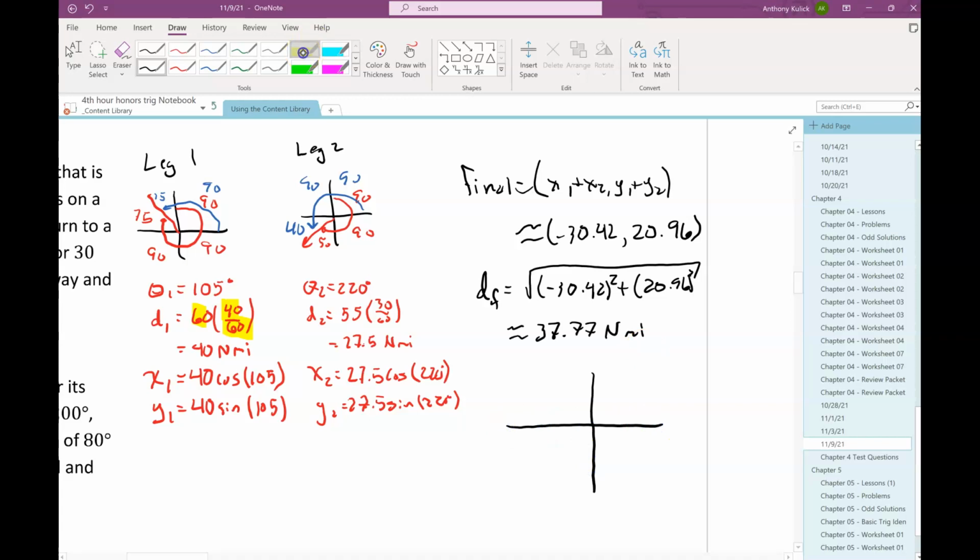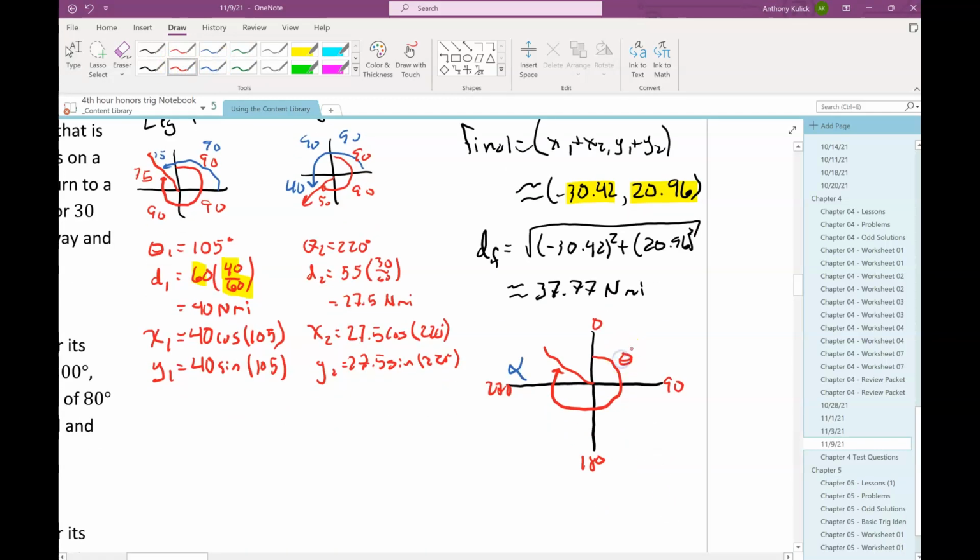To do that, I'm going to plot the point negative 31.42, 20.96. So that's going to be up here somewhere, right? So this is the bearing that I'm looking for. So 0, 90, 180, 270. And this is my alpha. So this bearing is going to be 270 plus alpha, since the last axis we passed was horizontal. Good on that.